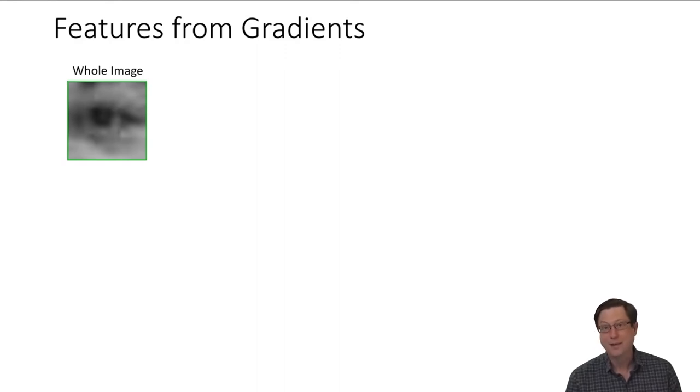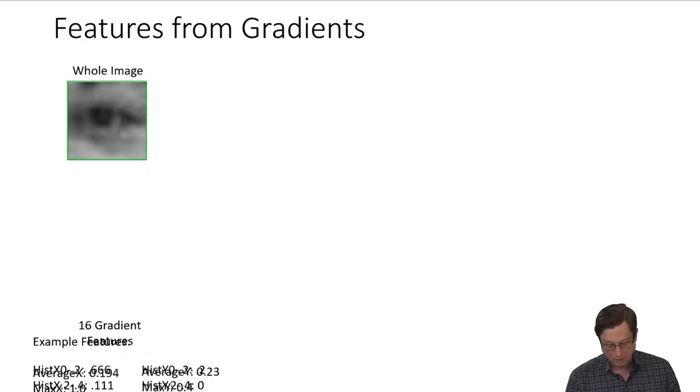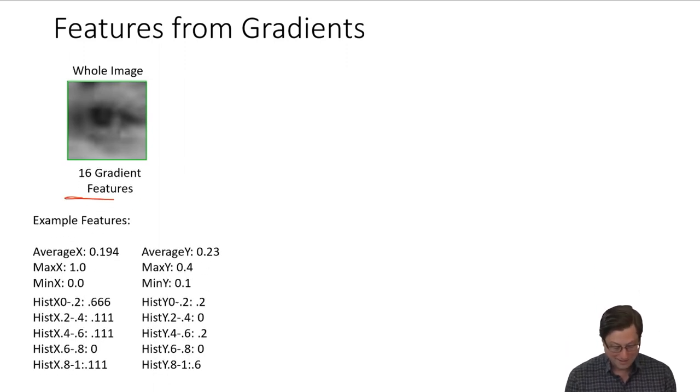Same as what we talked about for intensity, you select your region. Let's say you select the whole image. You could come up with lots and lots of gradient features, but in one example, you might have the average x gradient. You take the raw image, convert it to the gradient array of the same size, and then take the average of the x gradient, the max gradient, the min gradient, and the same histogram things. You could see that most of the gradient values are quite small, but some are quite large. You could do the same thing in the y direction.